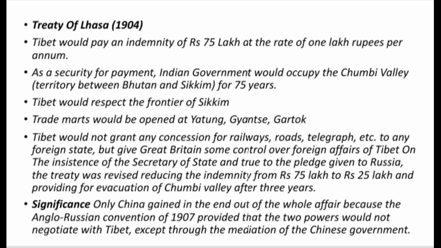Now China gained in the end from the whole affair because of the Anglo-Russian Convention of 1907, which provided that the two great powers would not negotiate with Tibet except through the mediation of the Chinese government. However, Curzon's policy counteracted all Russian schemes in Tibet.